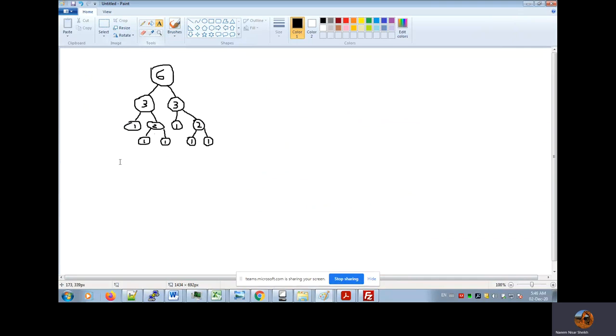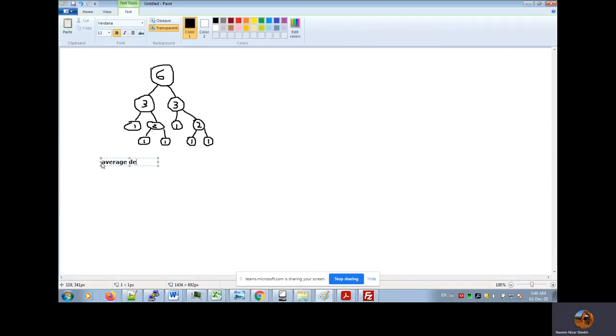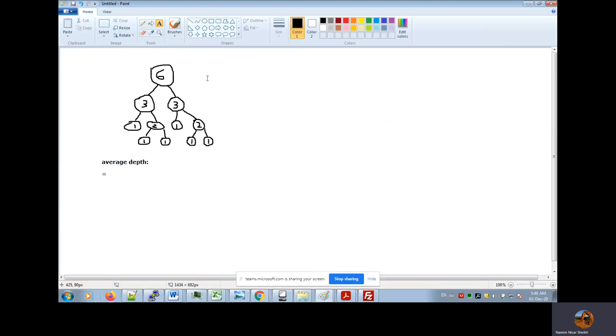Let's compute the average depth of this tree. Average depth means averaging over all the possible paths terminating in leaves: look at the depth, divide by the number of paths. So what do we have here? Next to each leaf, I'm going to write its depth. So for example, going from 6 to 3 to 1, I have a depth of 2 here. And this leaf has a depth of 3. This is a depth of 2. This is a depth of 3.